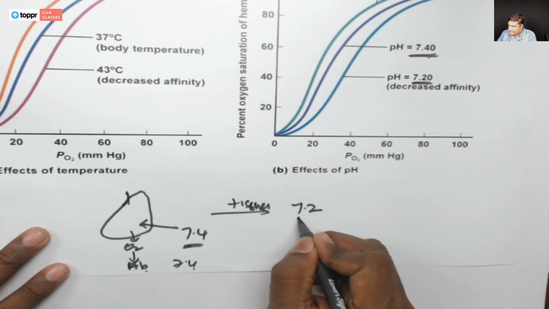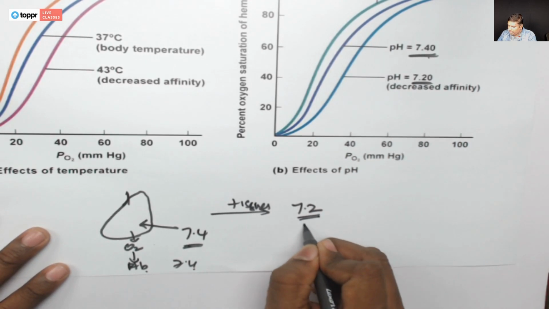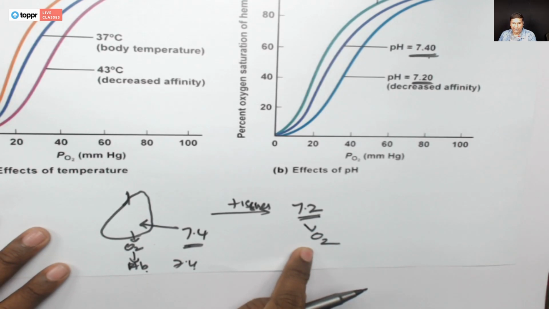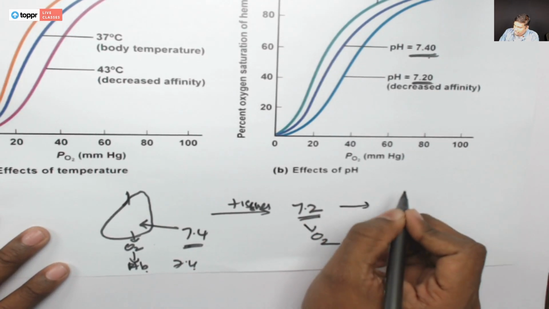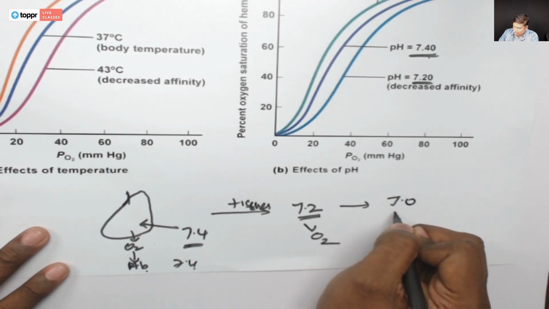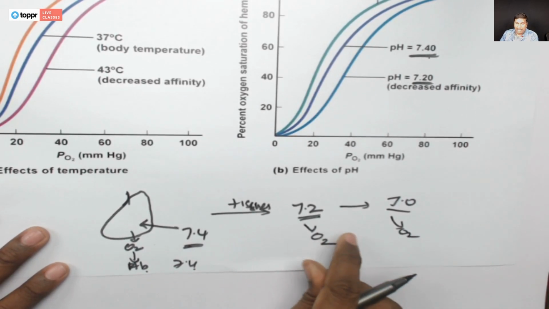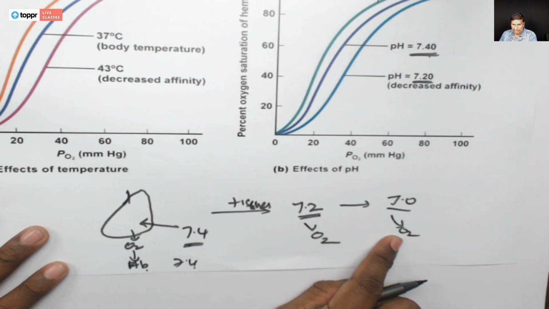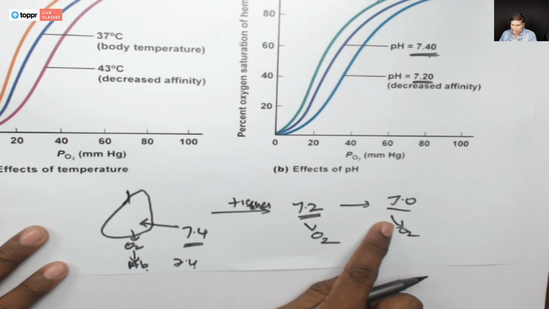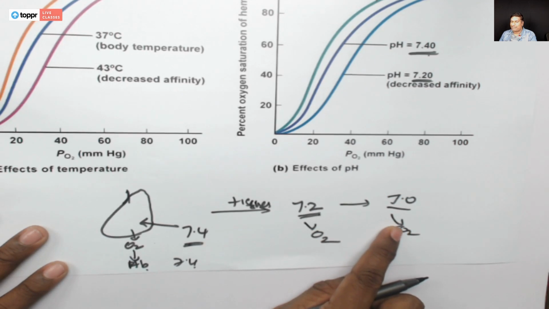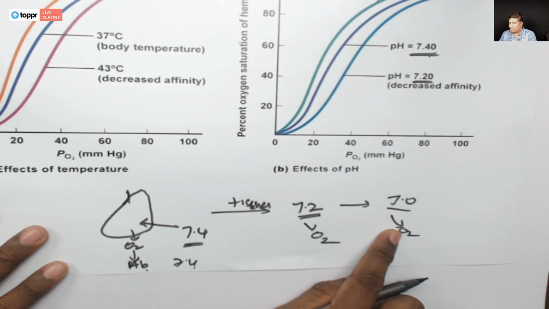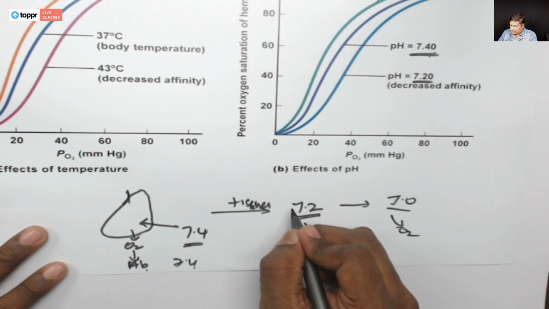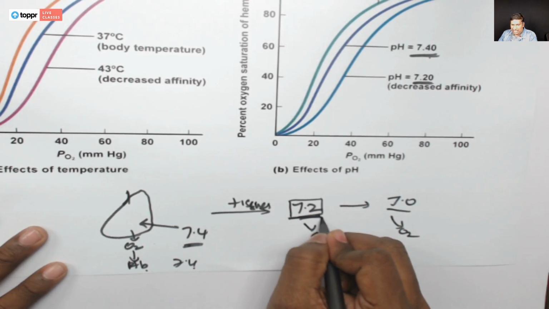When the pH decreases, the affinity will decrease. So in the tissues, if the pH is 7.2, then oxygen is being released very quickly. Let's say in some other tissue the pH is 7, then the release of oxygen from the hemoglobin will be even faster. In other words, the more acidic the tissue gets, the quicker the release of oxygen from the hemoglobin.